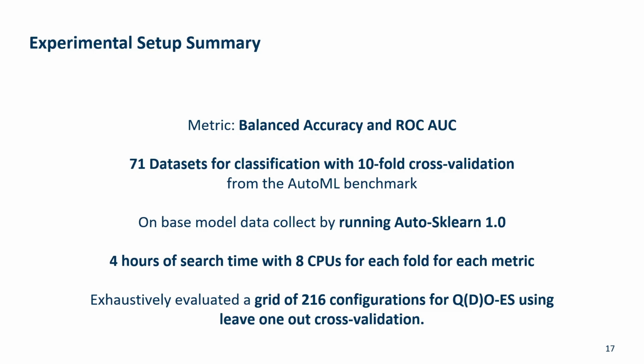We obtained data to compare post-hoc assembling methods, that is, trained and evaluated models, by running AutoSklearn 1. We ran AutoSklearn for 4 hours on 8 CPUs for each fold for each metric. Afterwards, once we had the data for post-hoc assembling, we compared greedy ensemble selection and our proposed methods. Therefore, we exhaustively evaluated a grid of 216 configurations for our proposed methods using leave-one-out cross-validation.